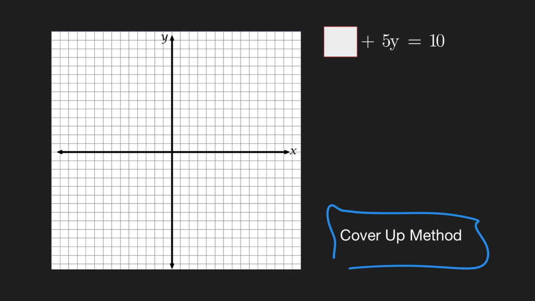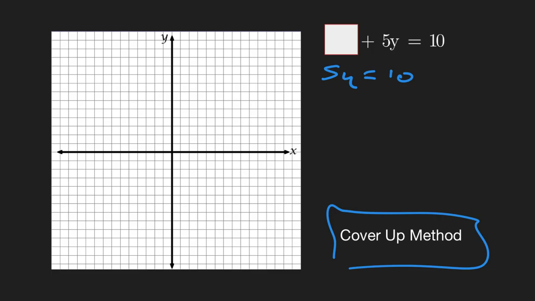So if I want to know where the line is going to cross the y-axis, and remember, if I put 0 in for x, 2 times 0 is 0. So what I'm going to do is I'm just going to cover up my x term. Because if I put 0 in there, it's going to go away anyway. I'm going to cover up 2x, and I'm going to look at what's left. Here's what I have left. 5y equals 10.